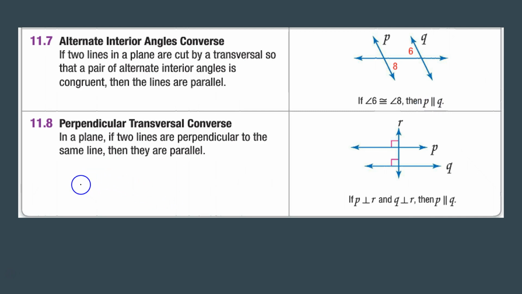Last, we have perpendicular transversal converse. In a plane, if two lines are perpendicular to the same line, then they are parallel. So in our case, we have our two lines P and Q, and this line R, which is our transversal. So if line P and line R are perpendicular, making that 90 degrees, and line Q and R also make 90 degrees because it's perpendicular, then we know that our lines P and Q must be parallel. And there we go.